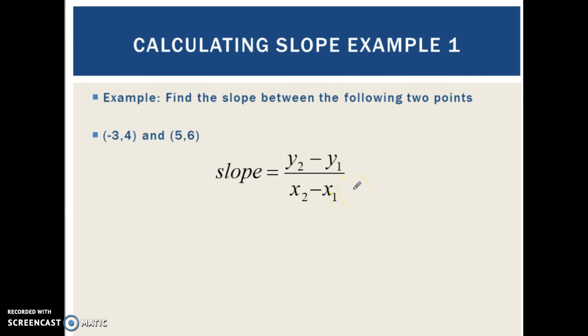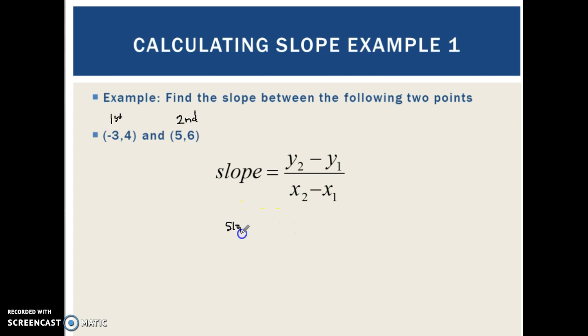It doesn't matter which one you assign as your first or second point. What matters is that these two are coming from the same coordinate and this x and y are coming from the same coordinate. So if we label this one as our first point and this one as our second point, we can plug in the coordinates into this slope formula.